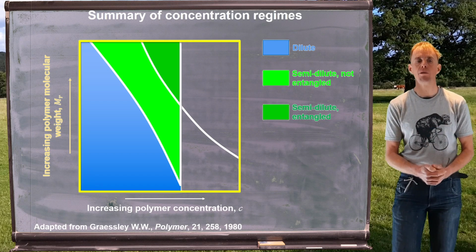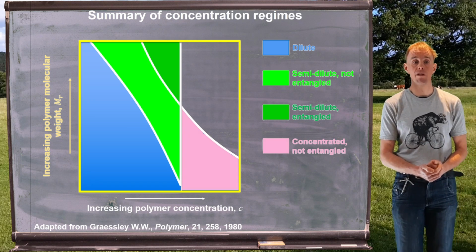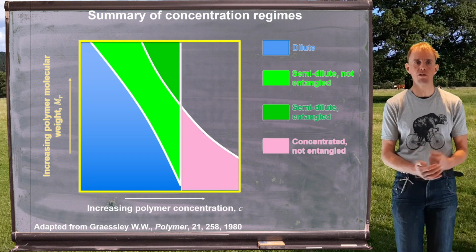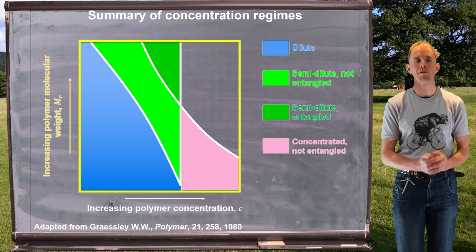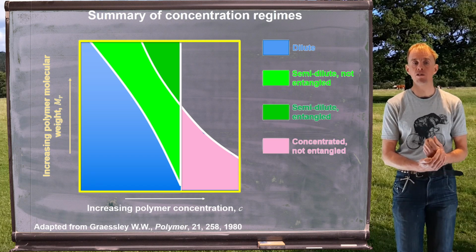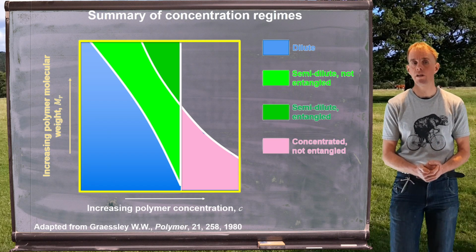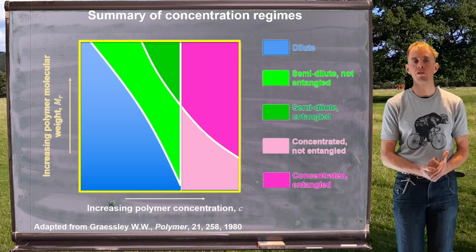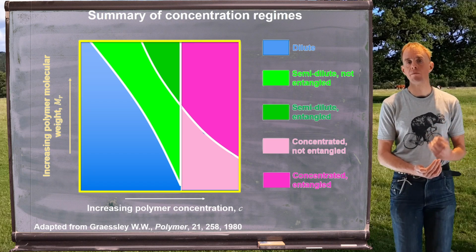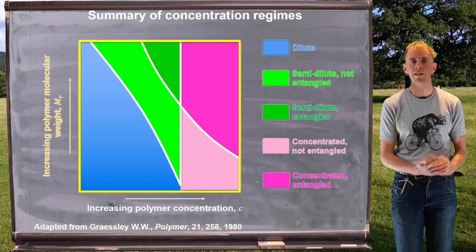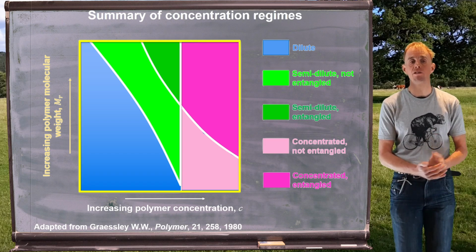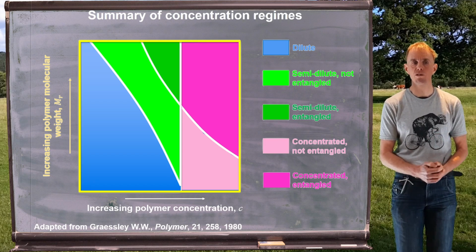The third regime that we saw was a concentrated polymer regime. And again, this splits into two components. For low molecular weight polymers, you can have a regime that is concentrated and unentangled. But for higher molecular weight polymers, you end up in a regime that is concentrated and entangled. And there's a far higher likelihood of entanglement with increasing polymer concentration in the concentrated regime.